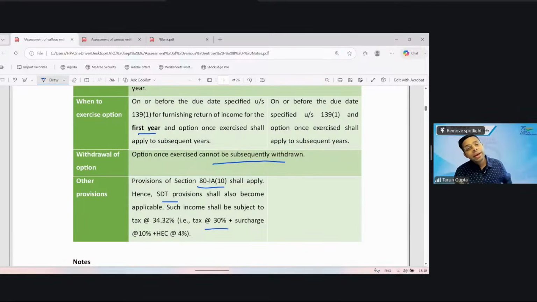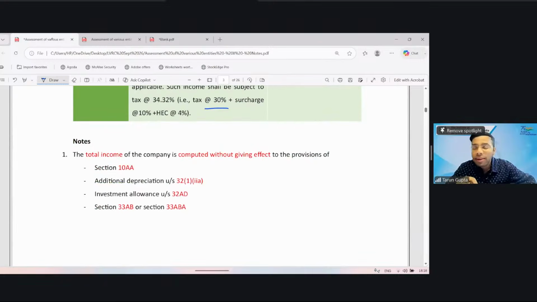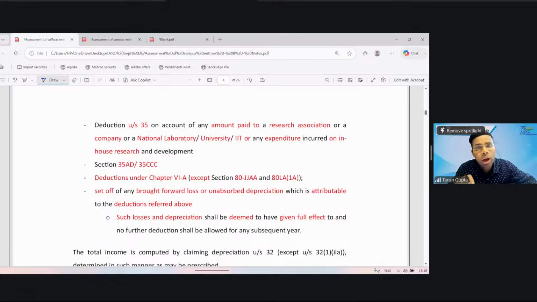Okay. And if the cooperative society has opted for this section, then whatever the income is, it will be increased by the surcharge of 10% along with the cess of 4%. Okay. So let's see what are all the deductions and exemptions which are not available to the cooperative society opting for section 115BAE, concessional tax of 15%. So similar to the company, additional depreciation is not allowed, investment allowance section 32AD not allowed, 33AB and 33ABA not allowed. So it's exactly similar to the company which we discussed in the last class.